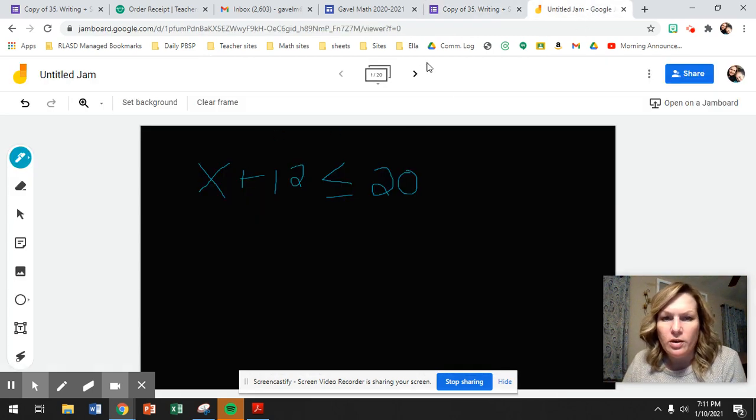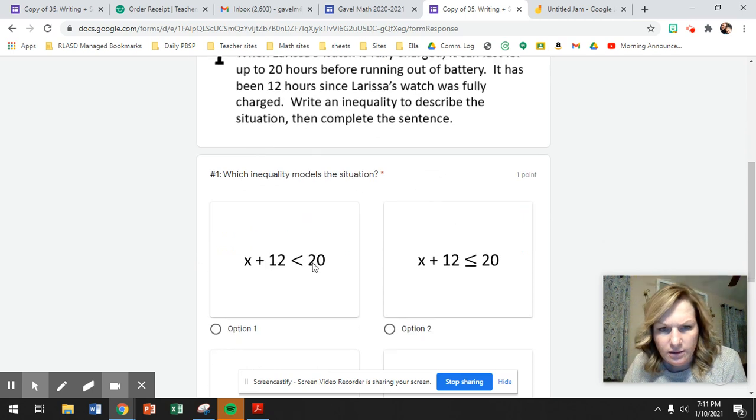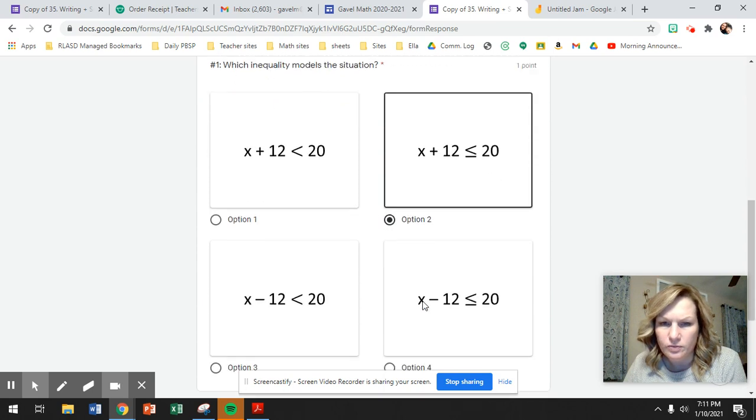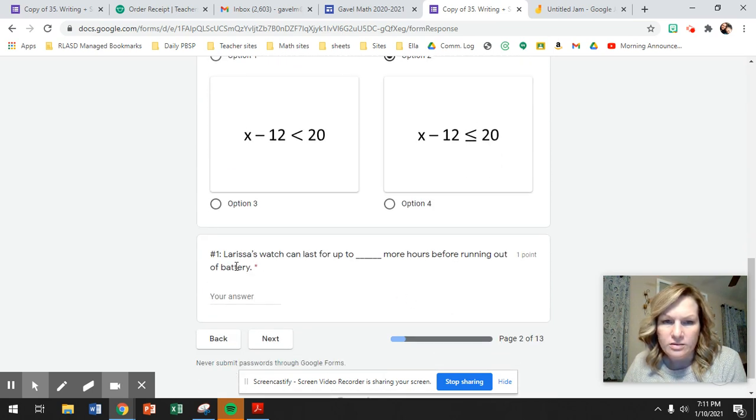So I said x plus 12 is less than or equal to 20. x plus 12 is less than 20. x plus 12 is less than or equal to 20. So I'm going to go with this one, option 2. Larissa's watch can last for up to blank more hours before running out.